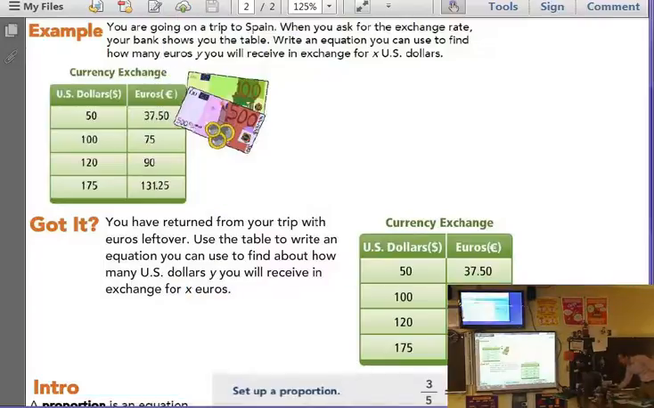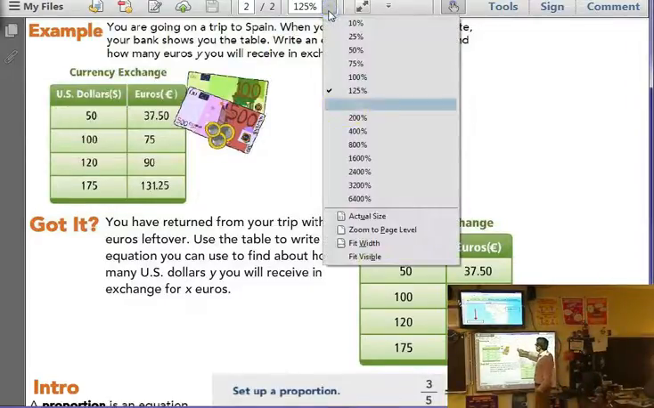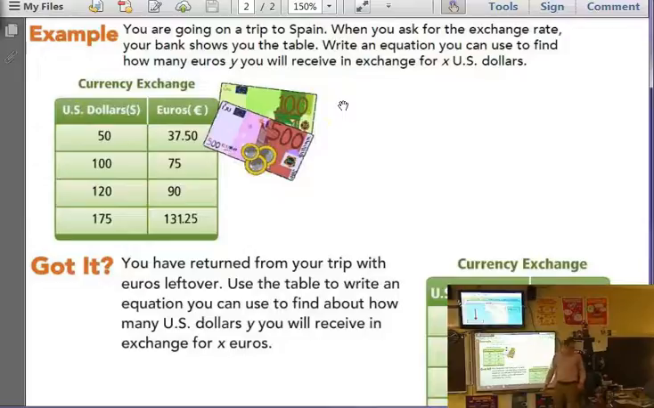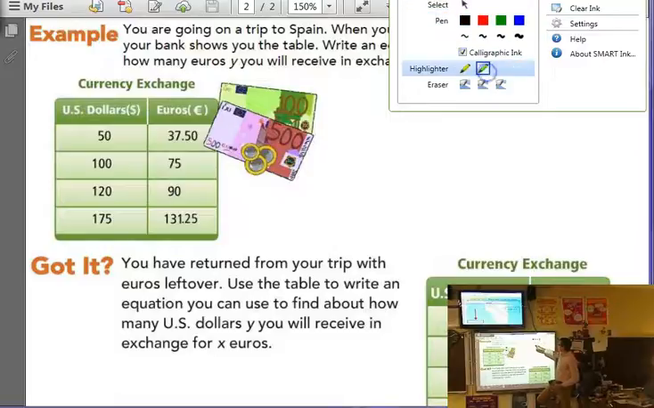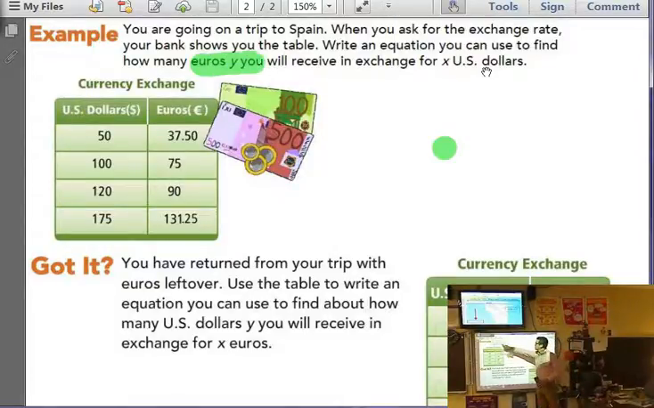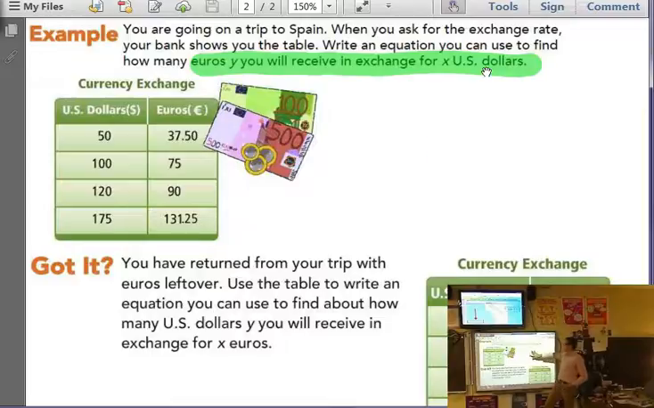Hopefully we get to 2.5, and then we can discuss that start slide. So you're going to go to Spain. Kind of jealous. And when you ask for the exchange rate, the bank hands you a table. Now, most banks would probably not actually hand you a table because they know that most Americans are going to then complain. But we are not complainers. We're smart people that enjoy a challenge. So we see this table, and we want to know how many euros, a lot of countries use the euro, I'm going to receive for X dollars.